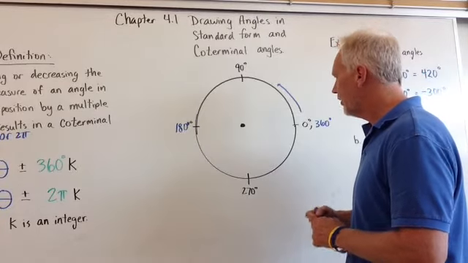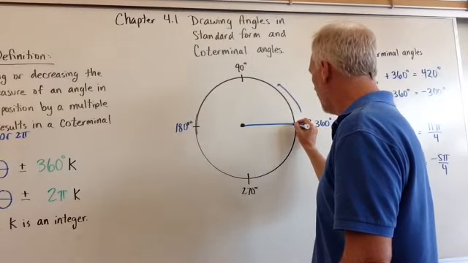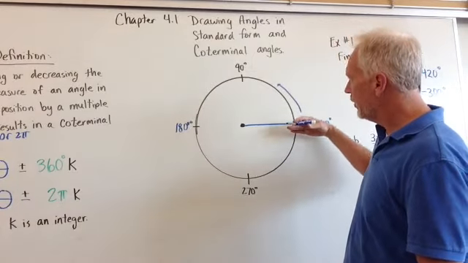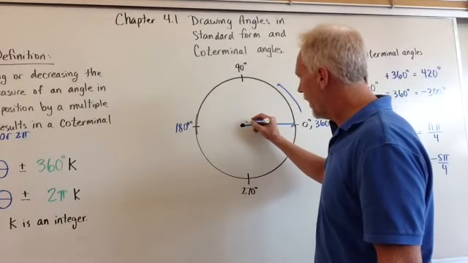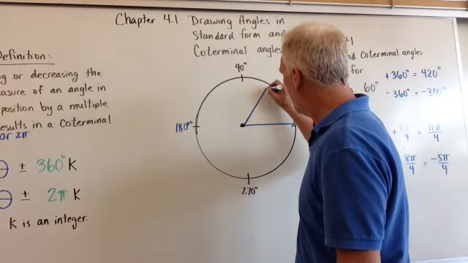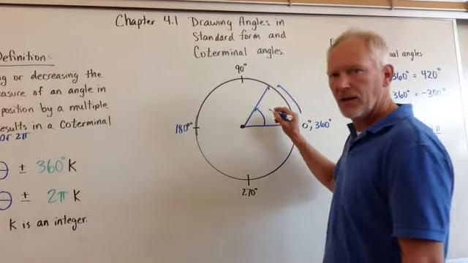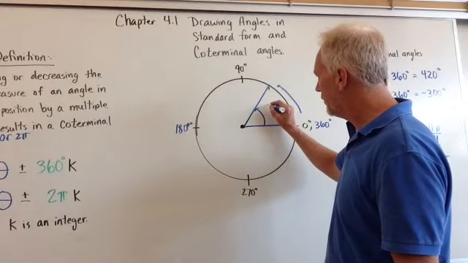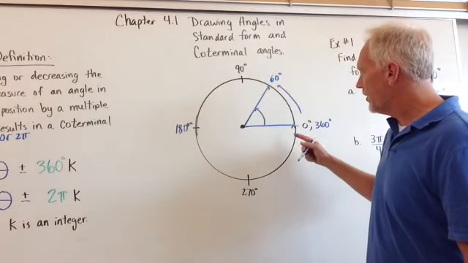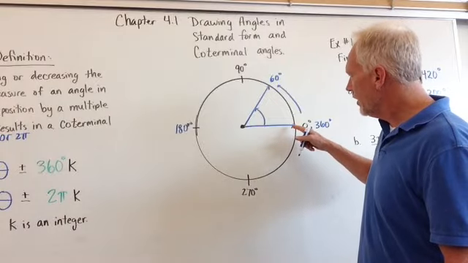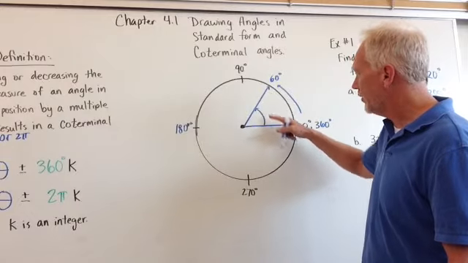Well, if I'm going to draw something in standard position, I have a ray that comes out this way, and now I'm going to rotate my angle in some change. If I put my other ray here, I would say that I've rotated it 60 degrees. Let's say we rotated it 60 degrees, okay? So this is the initial side, and this is the terminal side of the angle, and the angle is made in between.